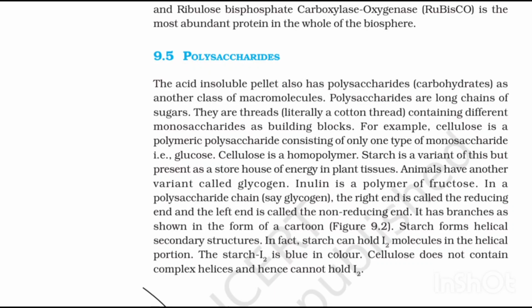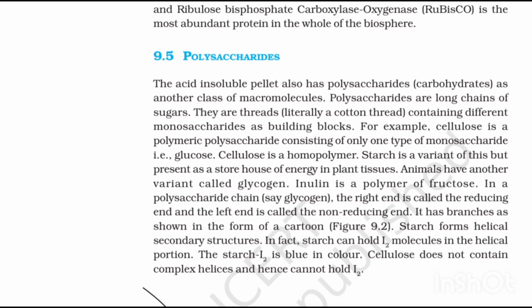Polysaccharides. The acid insoluble pellet also has polysaccharides, carbohydrate as another class of macromolecules. The polysaccharides are long chains of sugars. They are threads, literally like a cotton thread, containing different monosaccharides as building blocks. For example, cellulose is a polymeric polysaccharide consisting of only one type of monosaccharide, that is glucose.